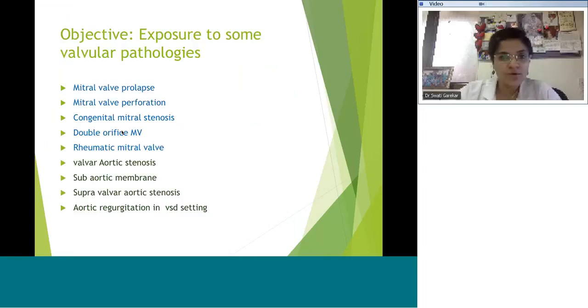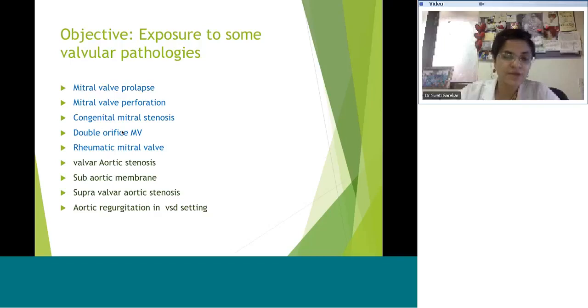We hope to cover some of these lesions today. As I was telling Kavita, we might have to split the session into two since we have to exit at 9. So mitral valve prolapse and perforation. We'll look at mitral stenosis. We'll have a case of double orifice mitral valve. We'll also discuss rheumatic mitral valve.